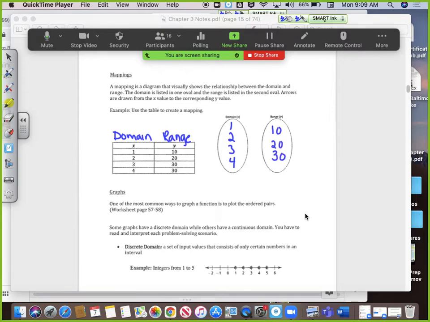And we don't need the other 30 because it already was written once. You don't need it twice. And then you just draw arrows from the numbers that associate with the domain to the range. So 1 goes to 10, 2 goes to 20, 3 goes to 30, and 4 goes to 30. And that is your mapping diagram.